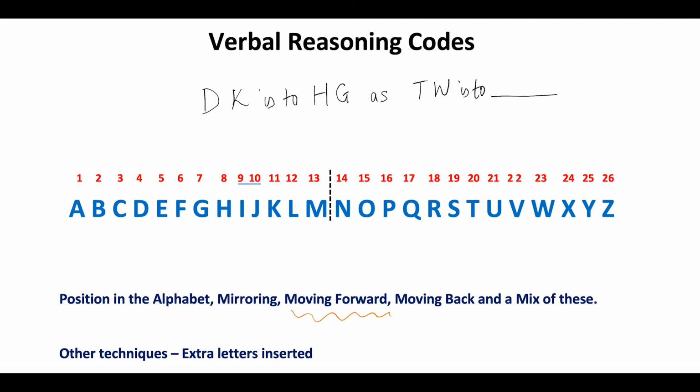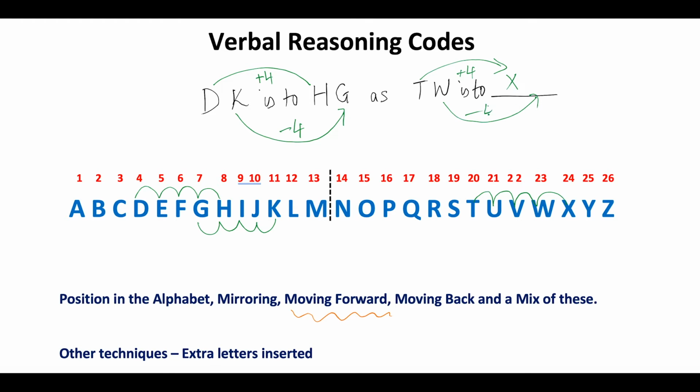So again, let's do this one at a time. Let's look from D to H first. Going forward, D to H, we've got 1, 2, 3, 4, plus 4. And then from K to G, this is backwards now. 1, 2, 3, 4, minus 4. So you're going to follow the same rule. T, we're going to do plus 4. 1, 2, 3, 4, that's X. And from W, we're going to do minus 4. 1, 2, 3, 4, and it will be S.